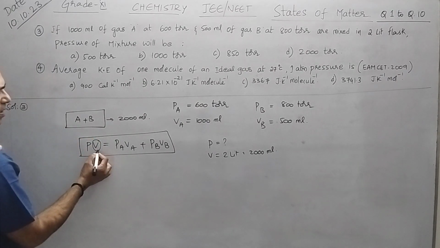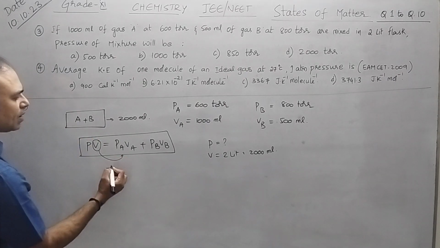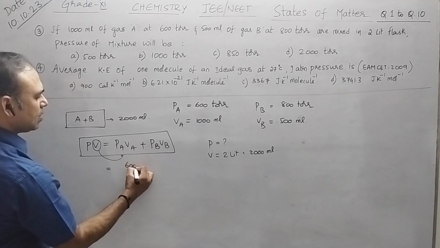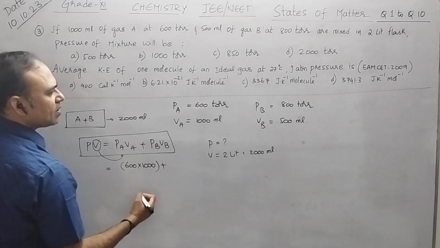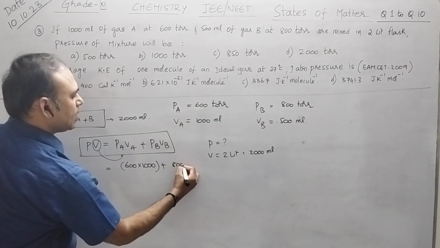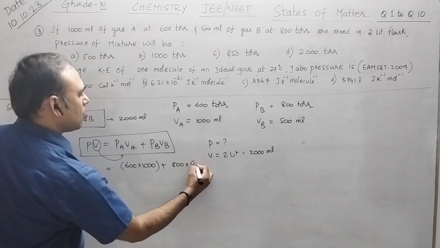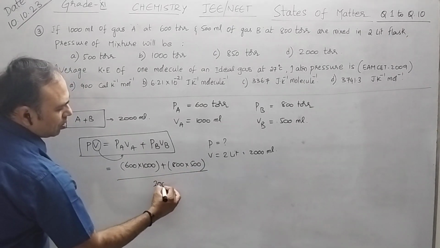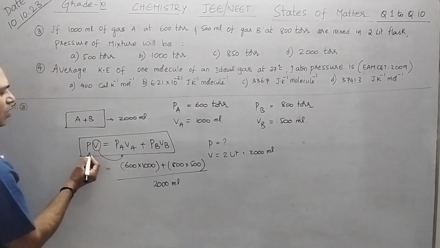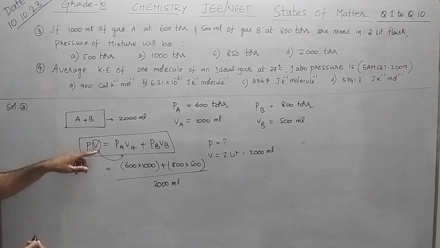Now we want the P, so send this to the other side. What do you get? P_A how much? 600 into volume 1000, plus P_B is 800 into volume 500 ml, divided by 2000 ml, the volume of the flask.